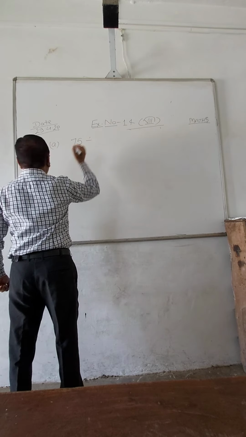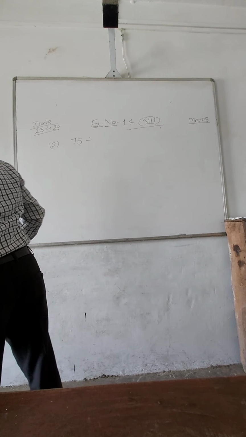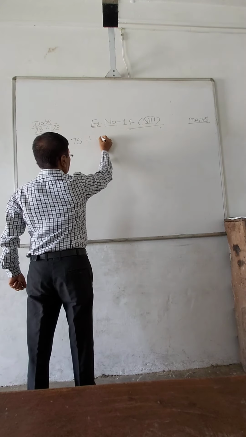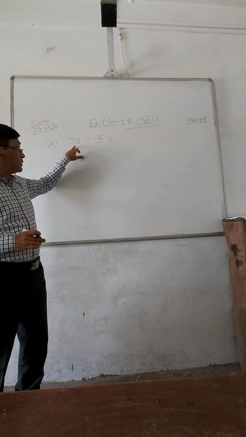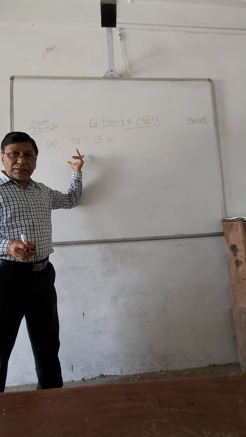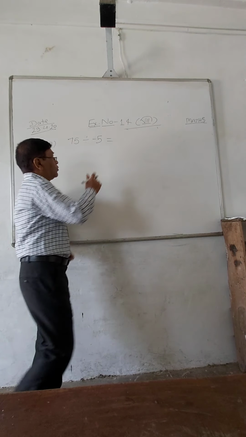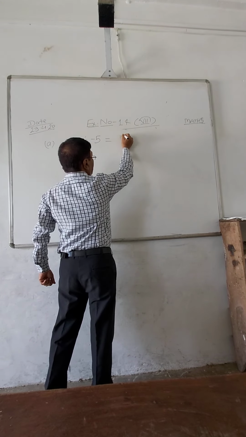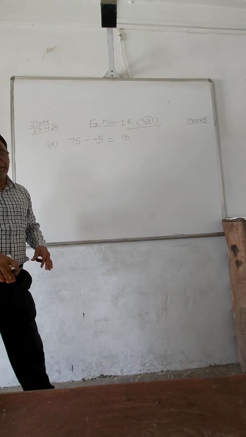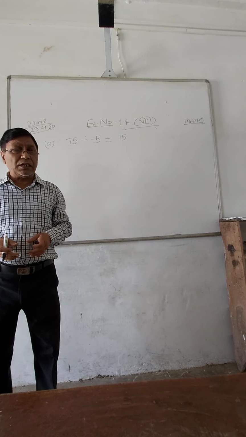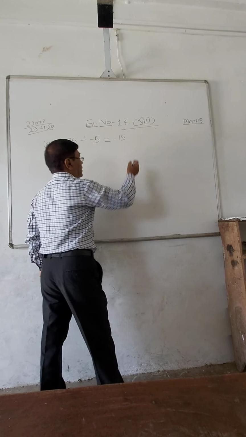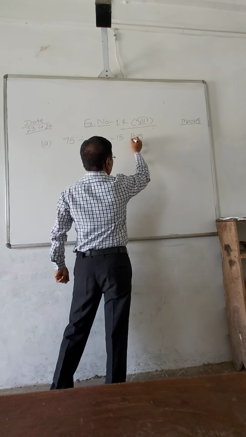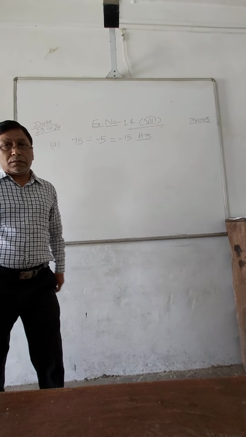75 divided by minus 5. So what will come? Normally you just divide the 75 by 5. So 5 15s are 75. So it will come 15. And what sign will we put? As we say, opposite sign. Both are having opposite signs. So opposite sign will always be negative. So the answer is minus 15.